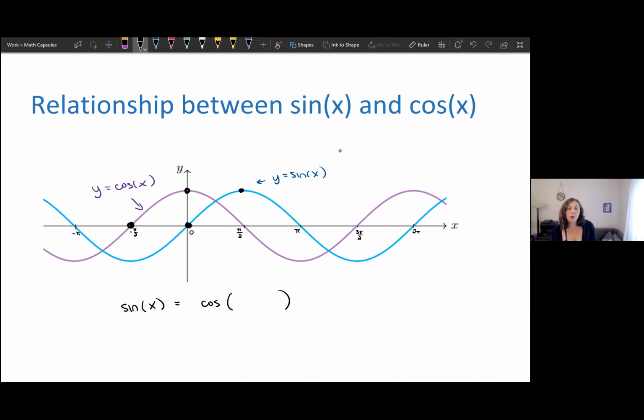Let's take an example. If I wanted to know what sine of 0 is, where could I look on the cosine function to get the same answer? Which x value for cosine would I use? I would use negative pi over 2. So instead of using my x value of 0, I would use my x value of 0 minus pi over 2, and then I would get the same answer.